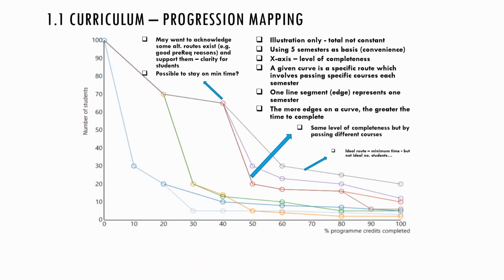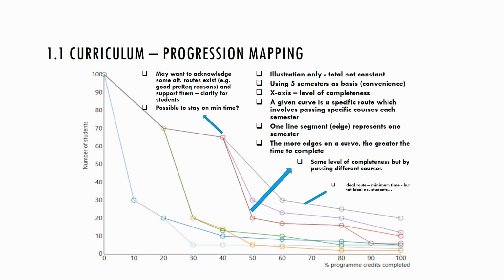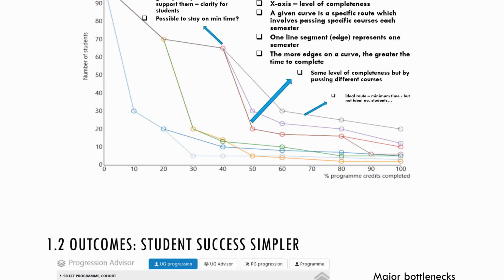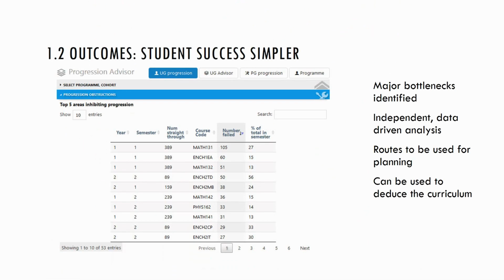So we have in mind a particular curriculum that we assume students are going to follow, but when we look at the data, we may find that students are actually opting to take courses in a particular order that we might not have planned for, and so on. So a progression map helps with that. And we can use that then to deduce the curriculum in the minds of the students.